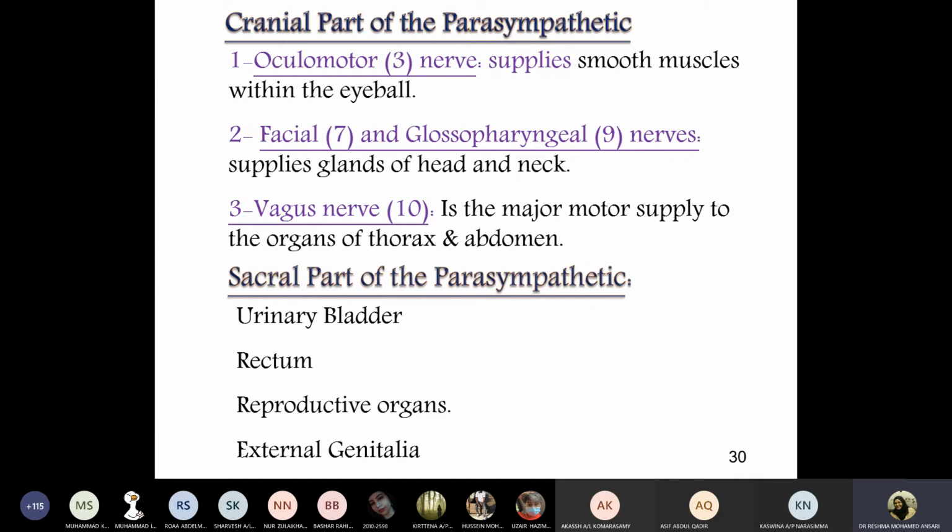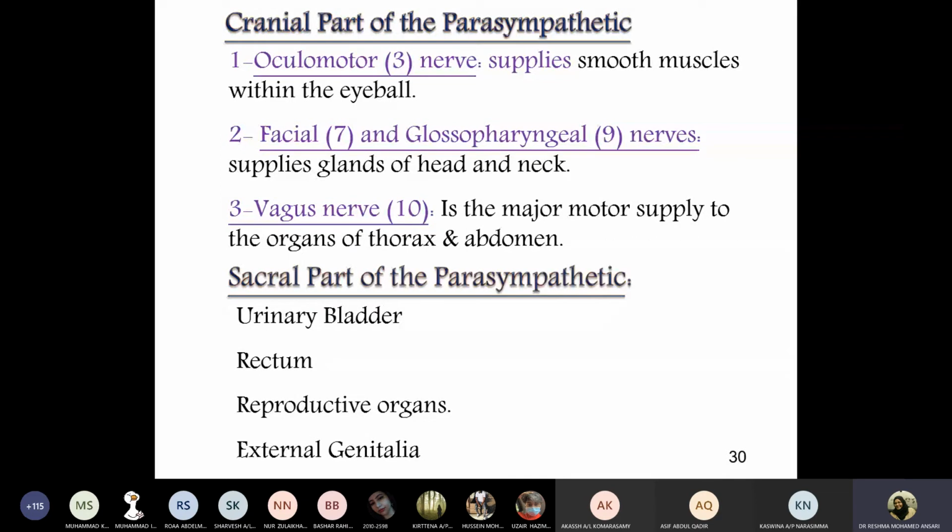So for the pelvis, for the urinary bladder, the rectum, the reproductive organs and the external genitalia, where do we get the parasympathetic supply? We take it from S2, S3, S4. The cranial nerves stop at the abdomen. The sacral nerves start from the pelvis and cover the pelvis of the human being. Is it clear?